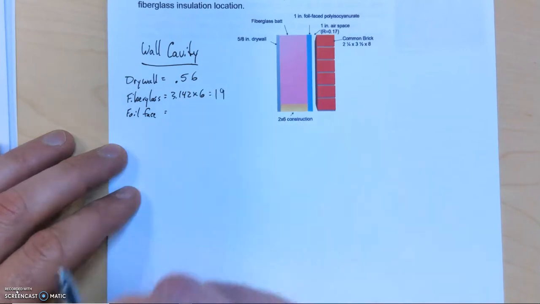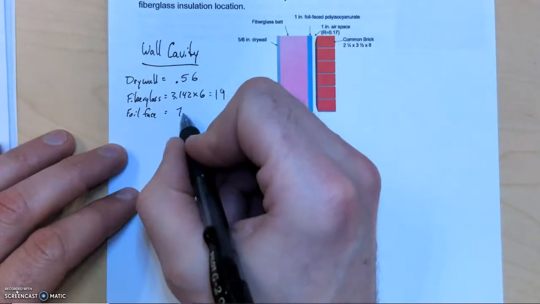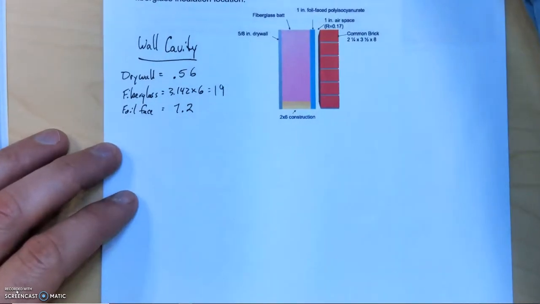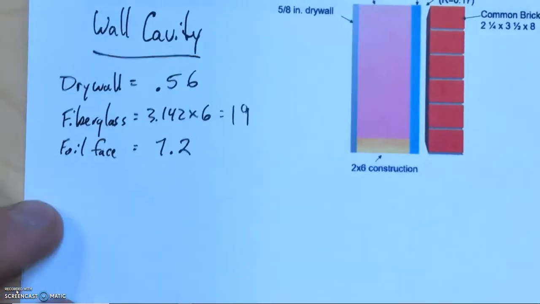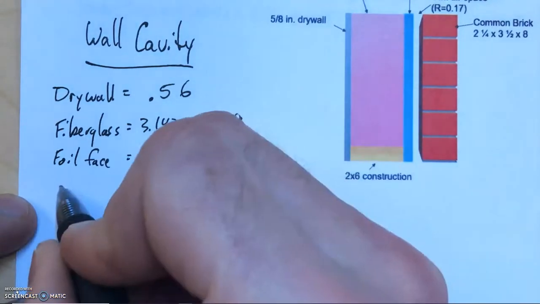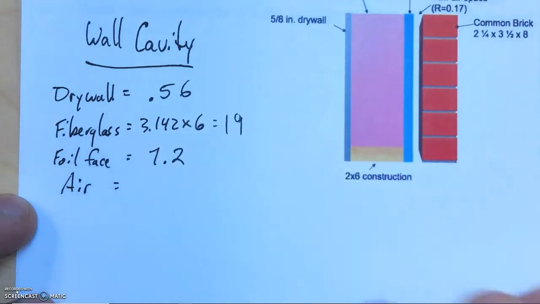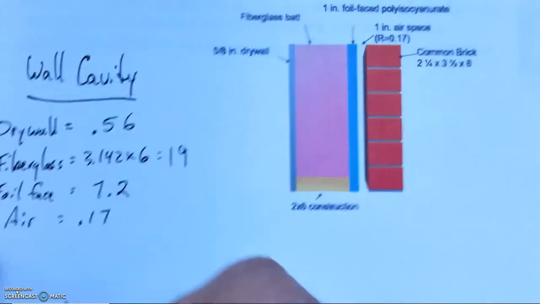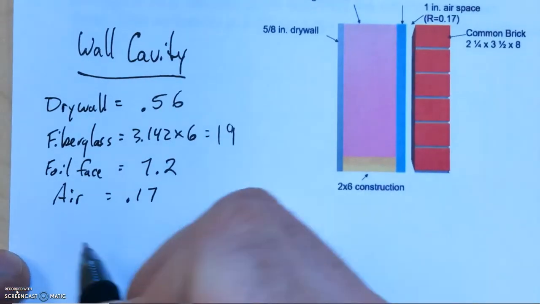Okay? And then our foil face styrofoam, real fancy stuff. It's got a nice high R value of 7.2. And this stuff works really well, 7.2. Zoom in a little bit there. Let's move on. Air. Well, they give you the air. Right there, airspace is 0.17.